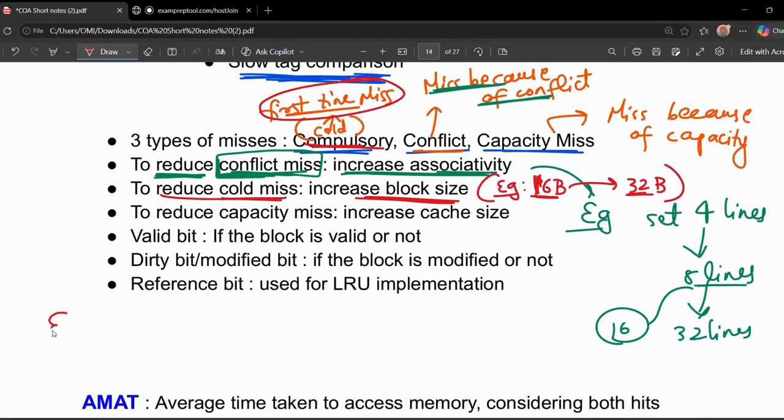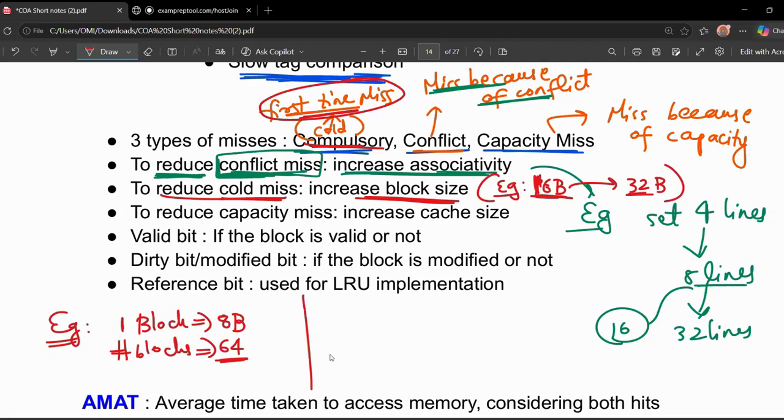So for example, let's say previously a block had 8 bytes. If you do this, the total number of blocks will be, assume, 64. Got it? So 64 cold misses, because those are the first time misses. So 64 compulsory misses you will get.